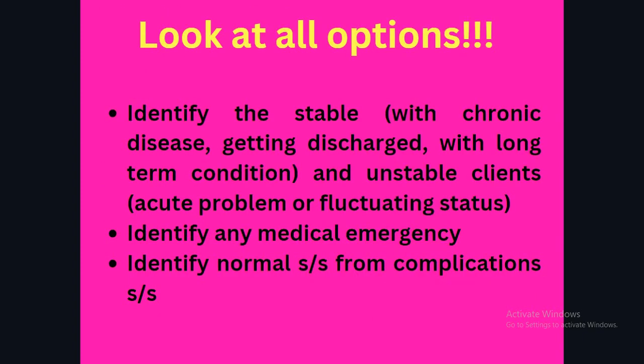Now you have to look at all the options, and after looking at all the options, you have to identify whether the client is stable or unstable. So a stable client will be a lower priority. An unstable client, who is having an acute problem or who has a fluctuating status, will be a high priority. You will identify if there is any medical emergency. I will be showing you a list of some of the medical emergencies, and based on that, you can decide. If it is a medical emergency, it will be a priority. You should be able to identify the normal signs and symptoms from the signs and symptoms of complications, right?